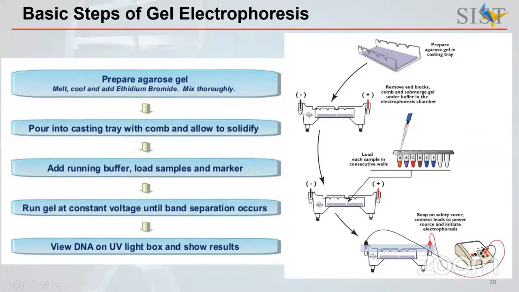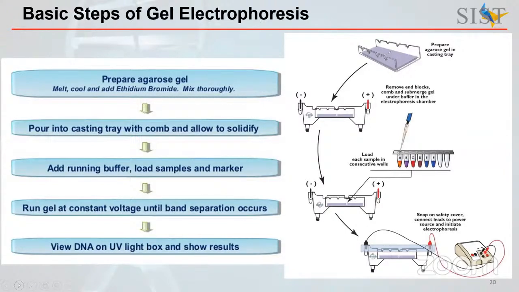Now let's see the basic steps of gel electrophoresis. It has mainly five steps. The reason why we use a gel is because it is semi-liquid. We can't run the DNA on a liquid surface or in a solid material, because it would be difficult. But if you use a semi-solid material like gel, it'll be easier for the DNA to migrate along the gel. That's why we use a gel.